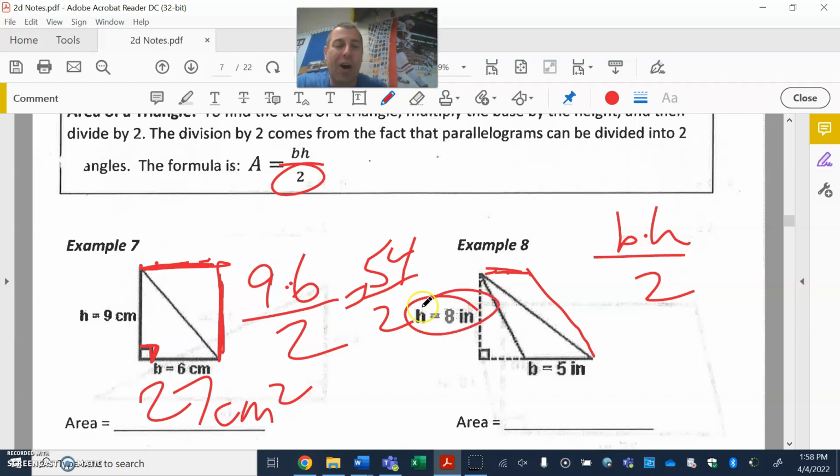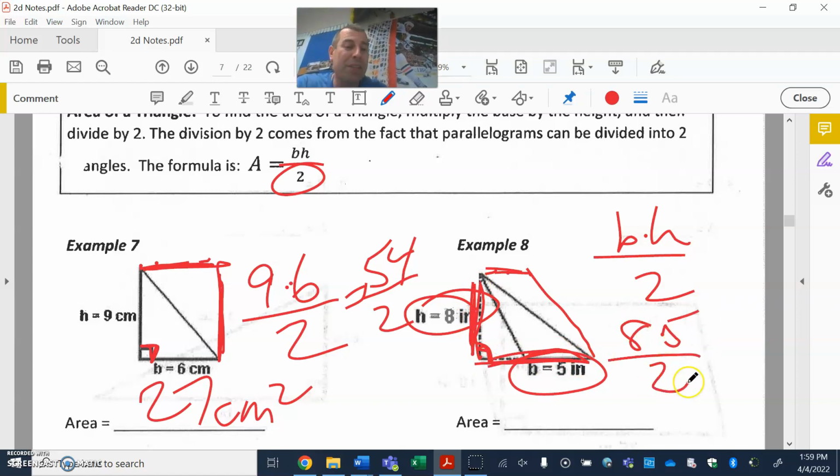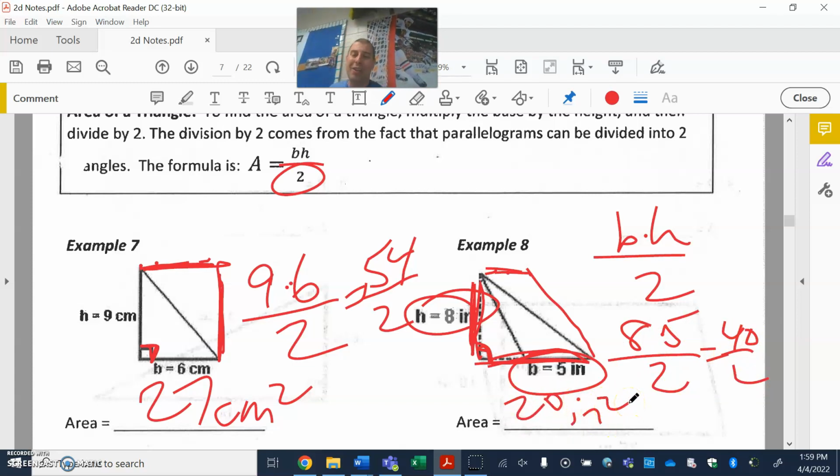The base and the height always meet at the right angle symbol. So there's my 8. There's my 5. So 8 times 5, 40, divided by 2, hello, 20. So 20 inches squared. So that's what we're looking at here formula-wise. It's kind of a trust thing. But again, base and height always meet at the right angle symbol. And yeah, people, that's what we're taking away from it. So, we'll see you tomorrow.